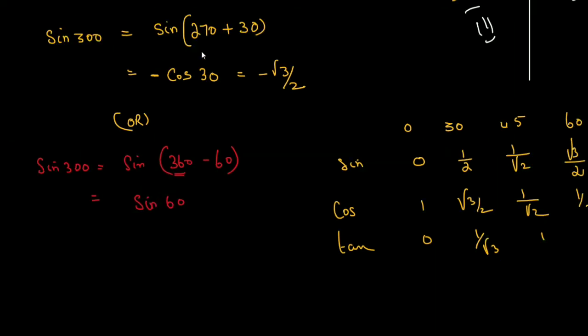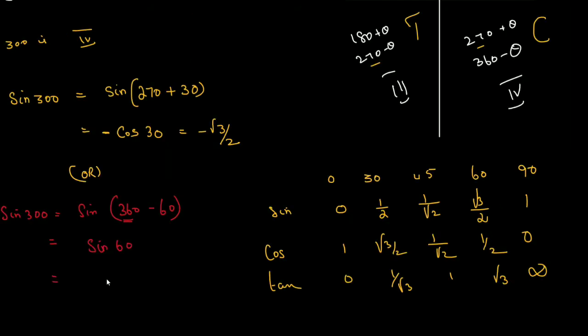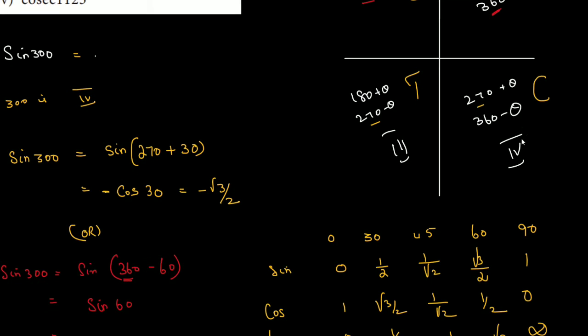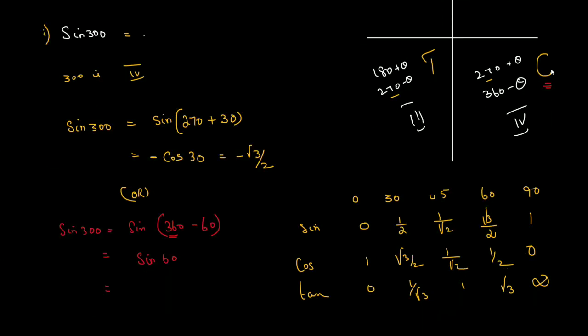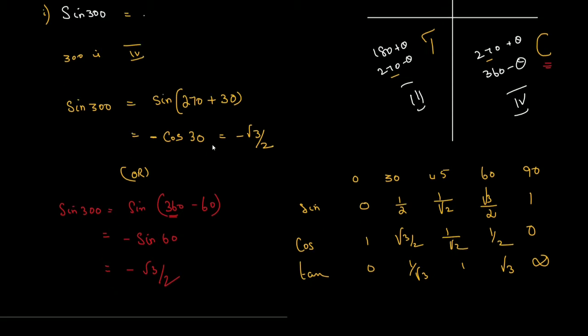So remember, when you write in terms of 90 or 270, you have to change. So sine 60, then you refer, sine of 360 minus theta is in the fourth quadrant. Which ratio is positive? Cos. So sine is negative. So put negative here, minus sine 60, value root 3 by 2. So we got the same answer. You can write in terms of 270 or 360.